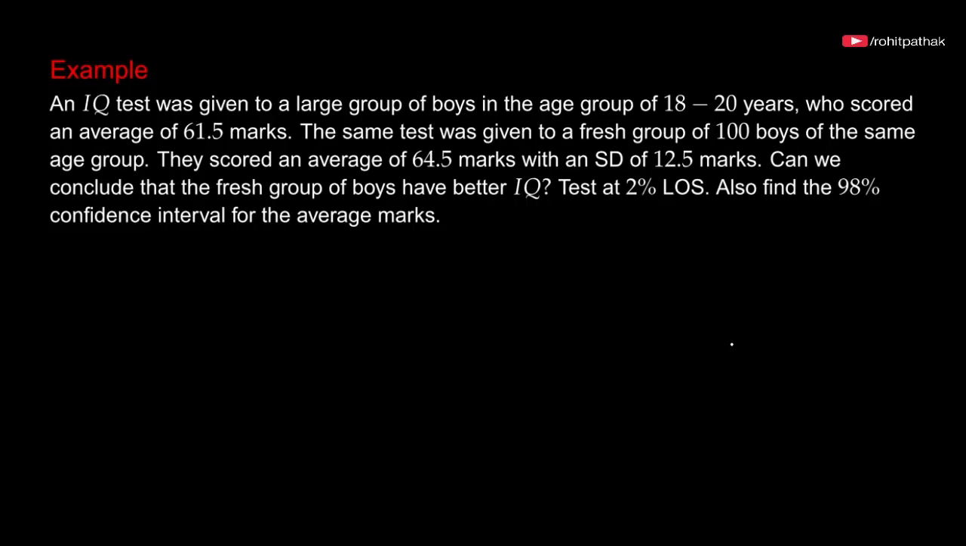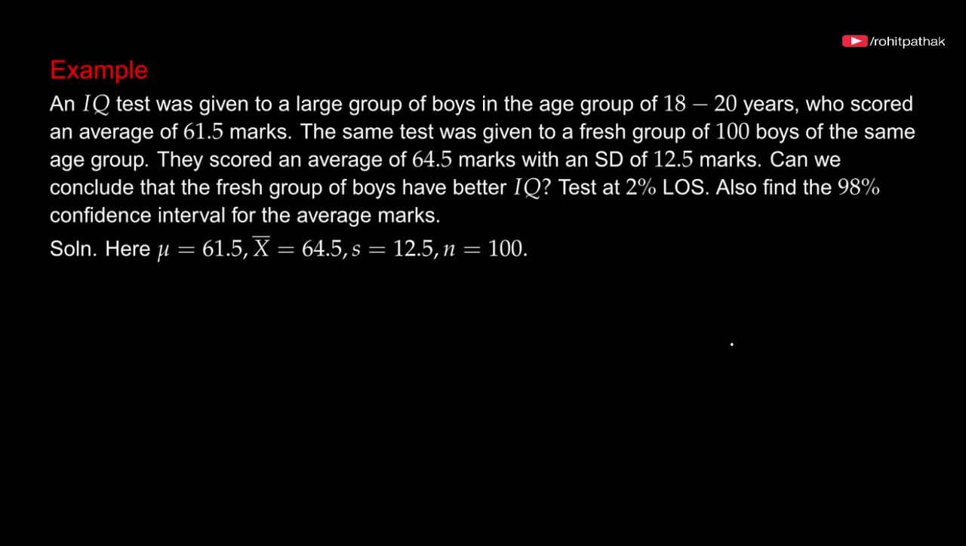Take another example. An IQ test was given to a large group of boys in the age group of 18 to 20 years who scored an average of 61.5 marks. The same test was given to a fresh group of 100 boys of the same age group. They scored an average of 64.5 marks with a standard deviation of 12.5 marks. Can we conclude that the fresh group of boys have better IQ? Test at 2% level of significance. Then find the 98% confidence interval for the average marks.